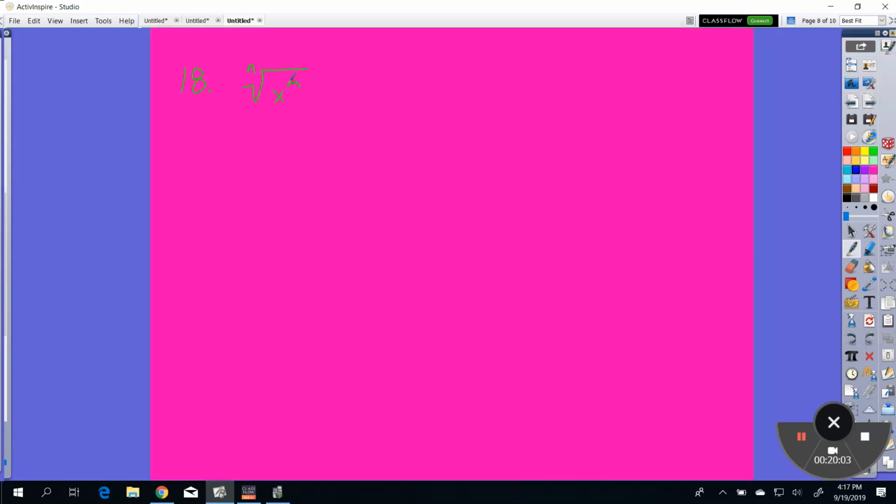So now this one, you're supposed to just write it in exponential form. So x is the base, n is the denominator, and m is the power. So this is the denominator. This is the power. And that's my answer.